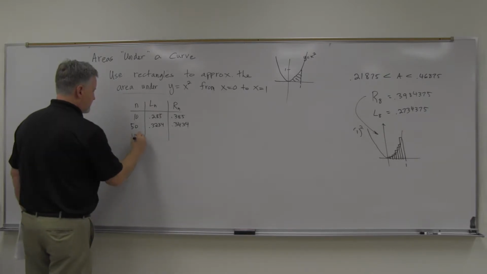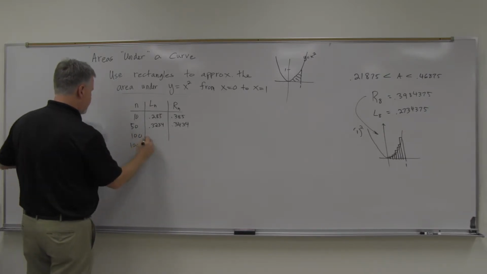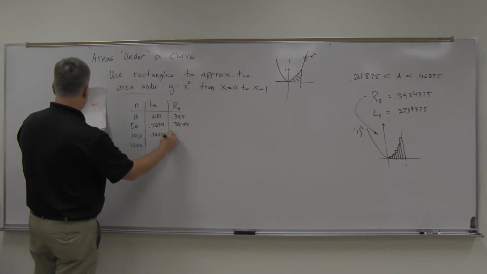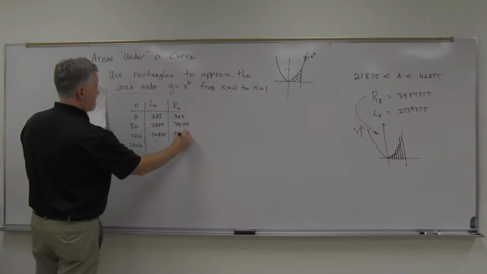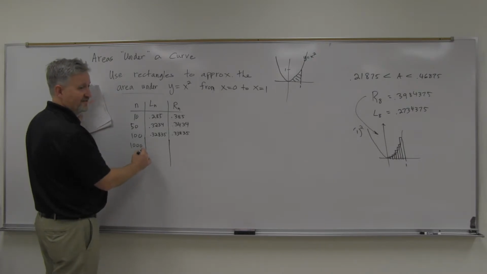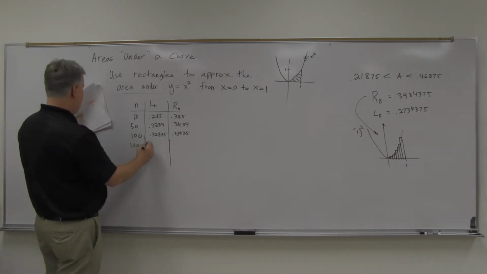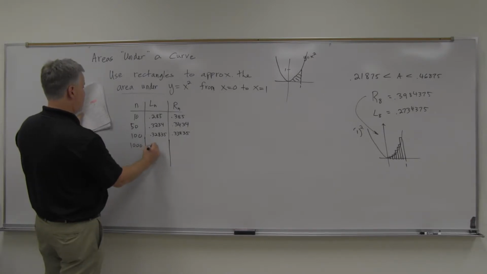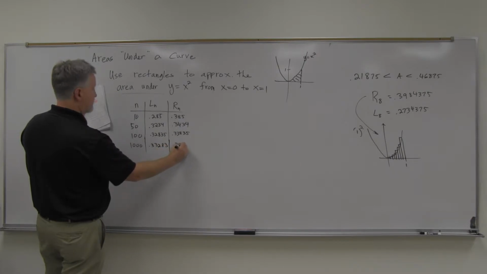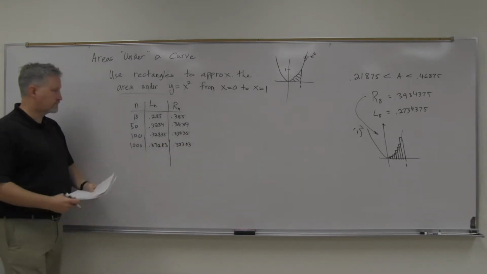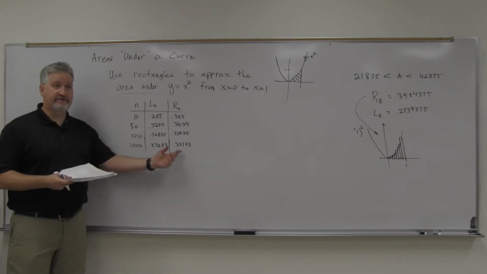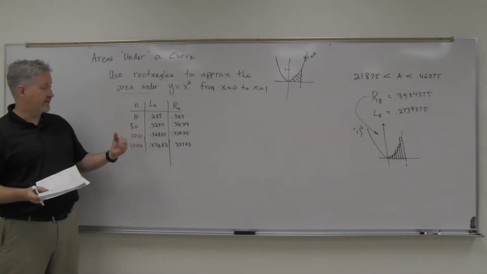All right, let me put the 100 in the 1,000. So I've got 100 rectangles. L sub n would be 0.32835, and it's 0.33835 for R sub n. Then for 1,000, well, that'd take a while to do by hand, do 1,000 rectangles, but they did it for us. It's 0.33283, and then 0.33383 for R sub n. Those are really close together, aren't they? So that's one thing we can note.